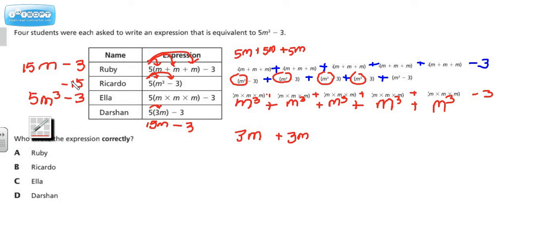All right, so hopefully you have identified that the correct answer would indeed be Ella. This matches the original expression.